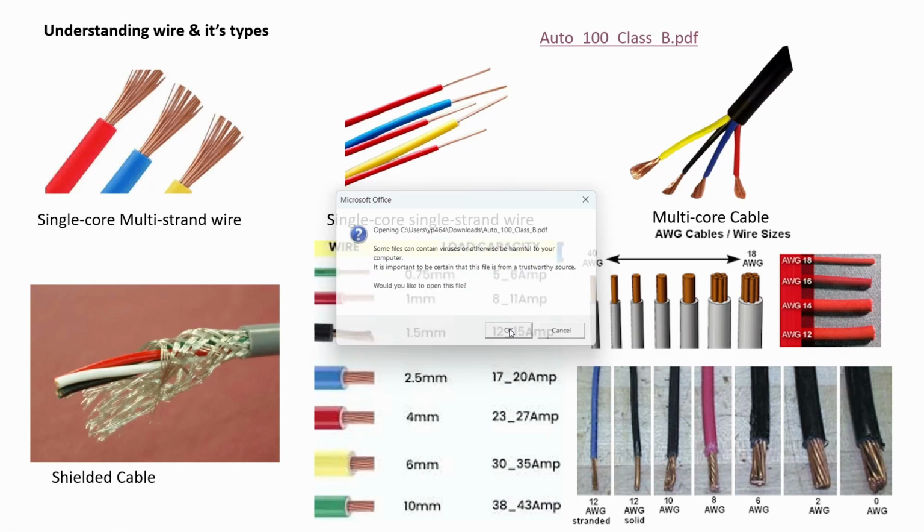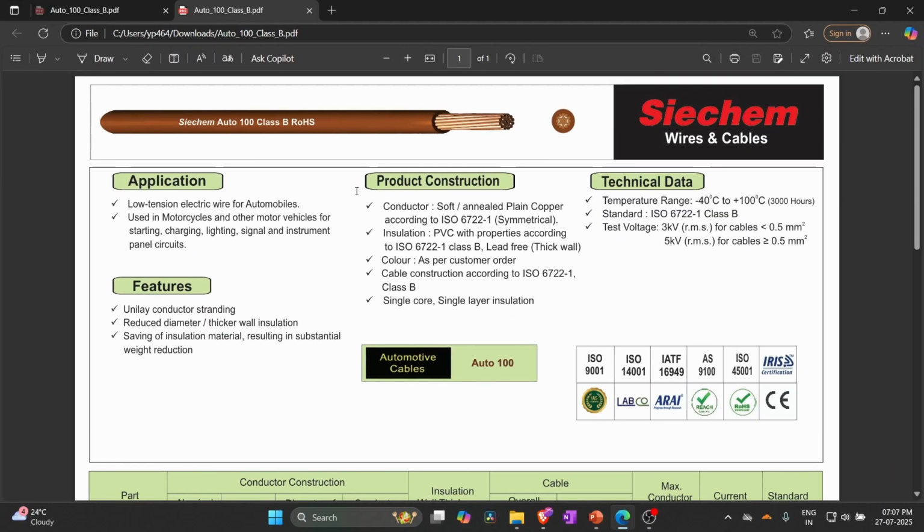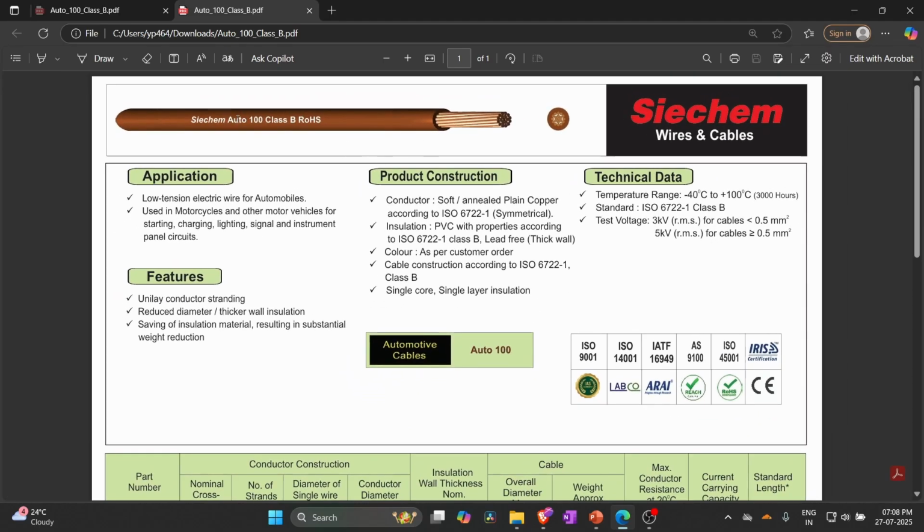So here we will look at a wire datasheet which has all the required parameters and the classes for the wires. As you can see here, this datasheet is from a manufacturer called CCAM, and the wire construction is shown here. This is a multi-core wire, and insulation is above the wire. So let us understand what is the construction of the wire.